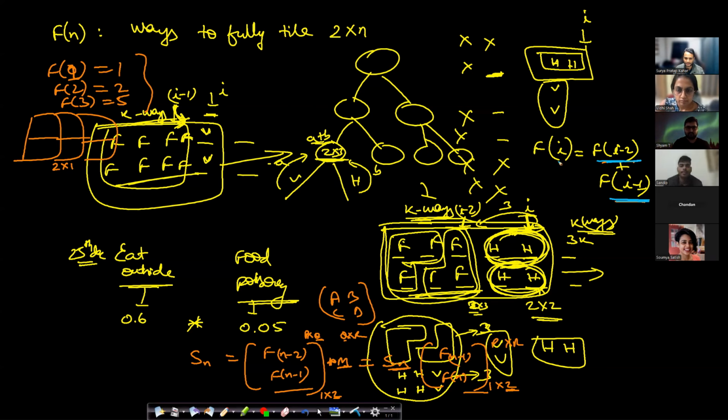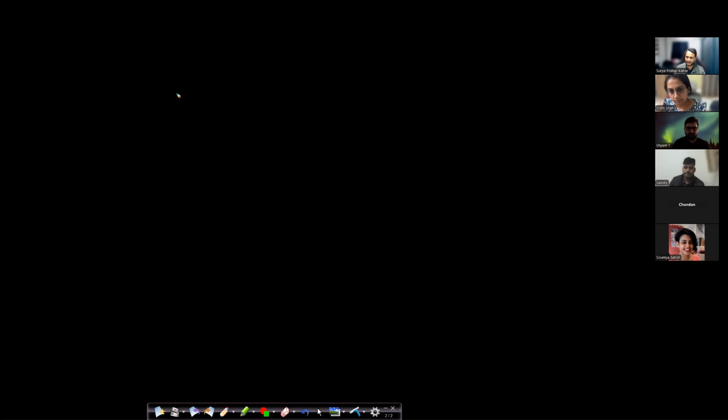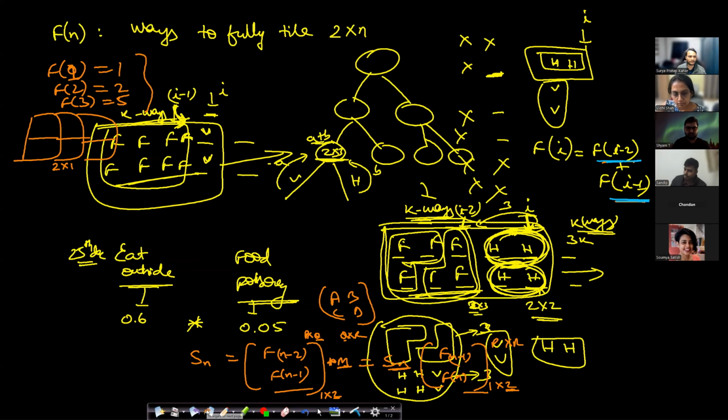So I think we are clear with the domino. Let's add one X factor, which is the Tromino. Let's go to the next page. Okay, Tromino. I have given you the definition for f of n, right? Ways to fully tile 2n.